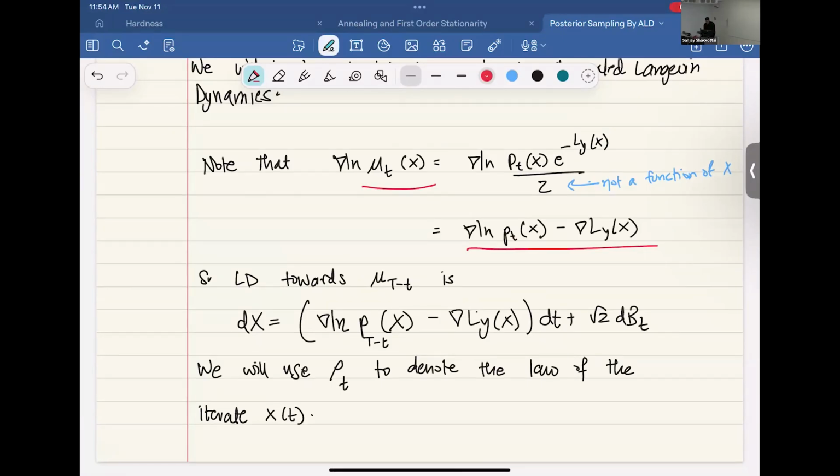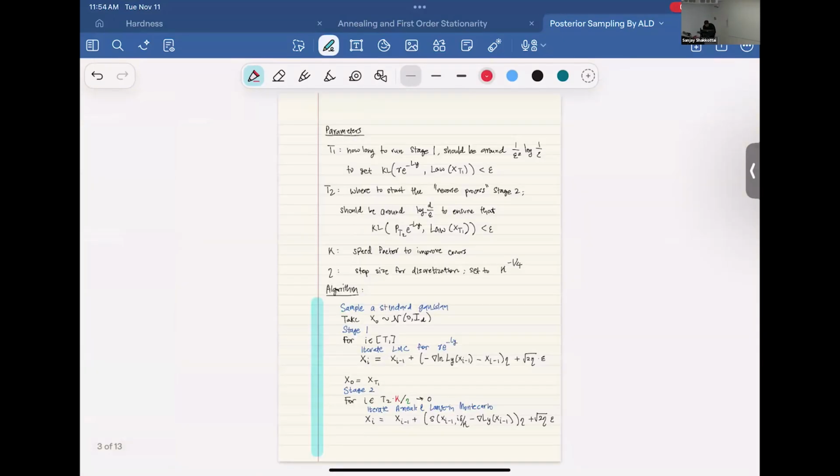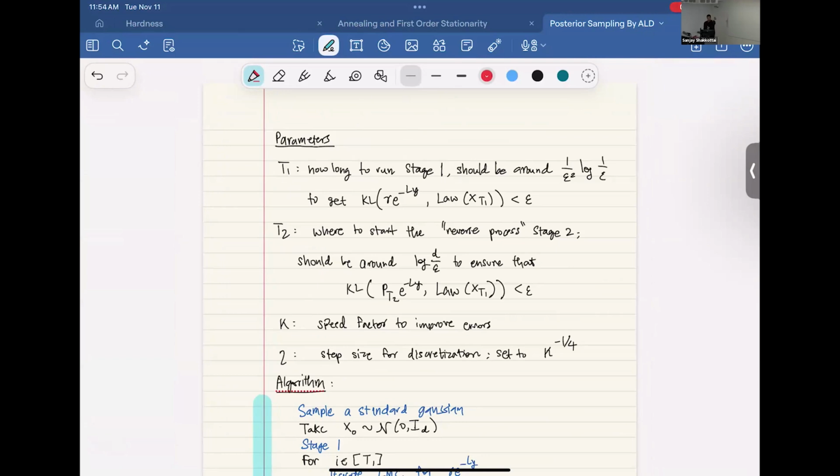I'll just talk about what the algorithm is now. There are four parameters. T1 specifies for how long you should implement stage 1. Stage 1 was just Langevin towards gamma e to the negative Ly. You should just run Langevin for some amount of time. It turns out if you run it for 1 over epsilon squared log 1 over epsilon time, you can get to within epsilon of gamma e to the negative Ly.